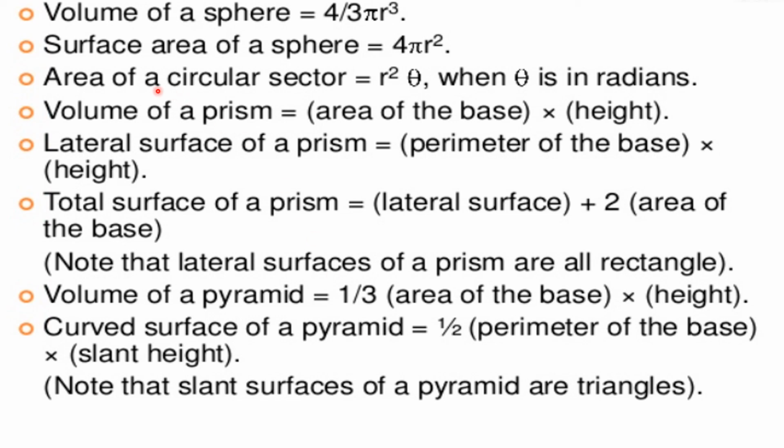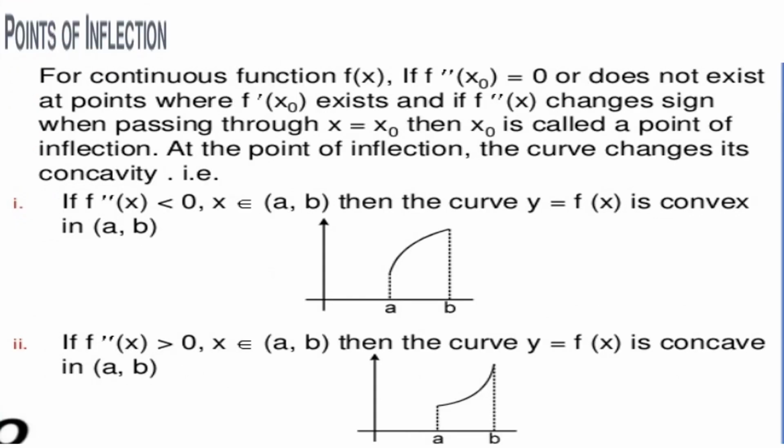Okay, my children, right. Now come to the definition. Points of inflection. Which points are said to be points of inflection? For a continuous function f of x, if f double dash of x naught is equal to 0 or does not exist at points where f dash of x naught exists, and if f double dash of x changes sign when passing through x equals x naught, then x naught is called a point of inflection. Understood this point, my children?